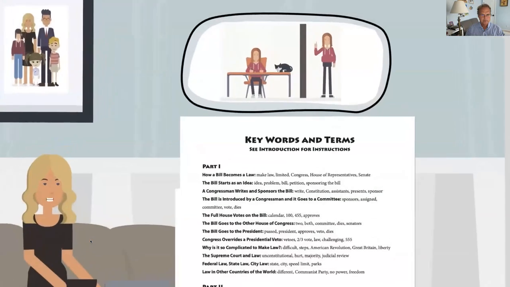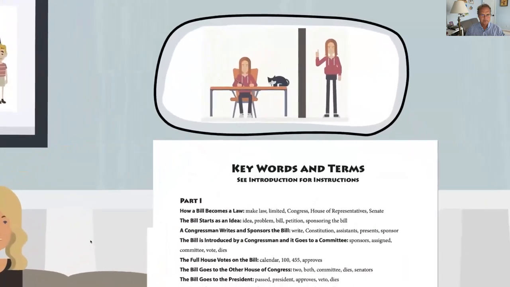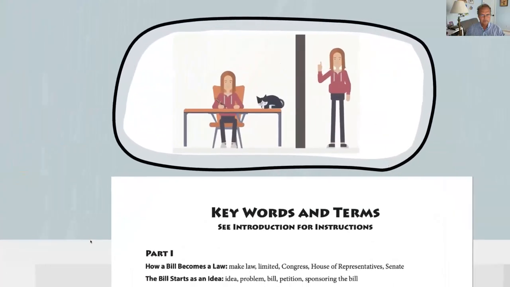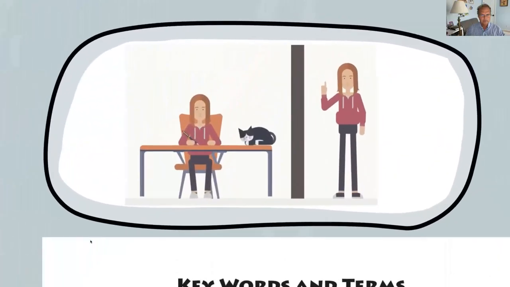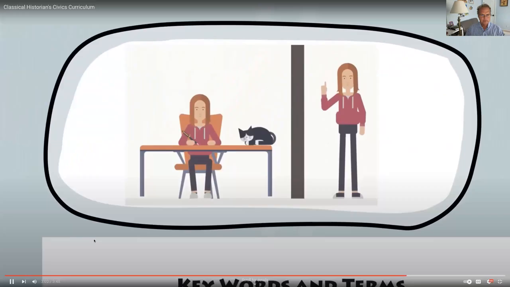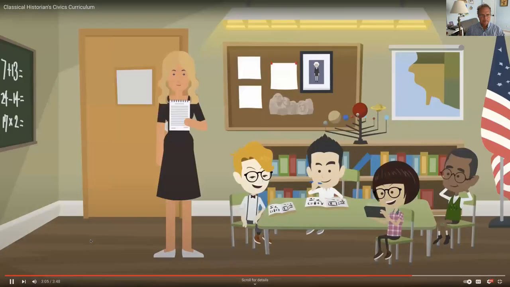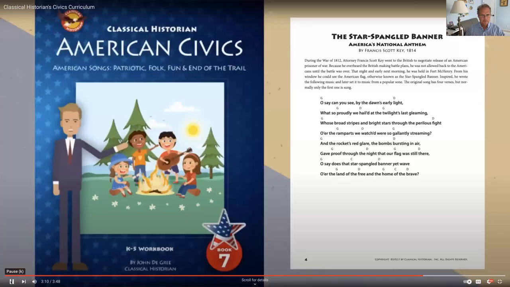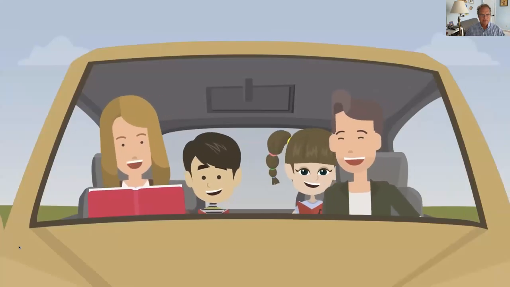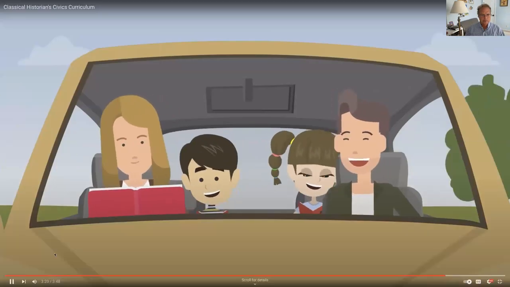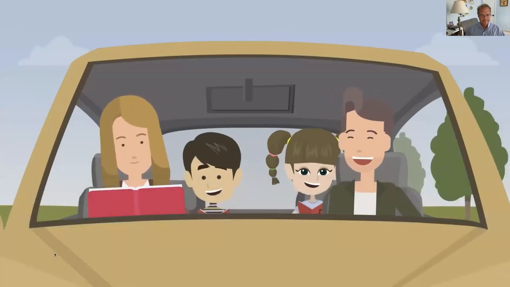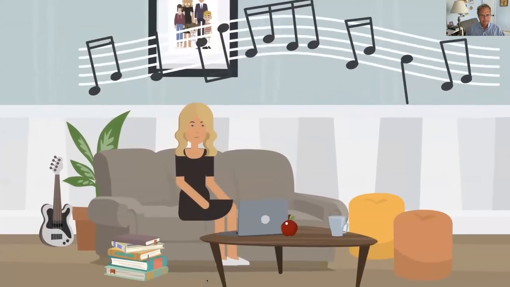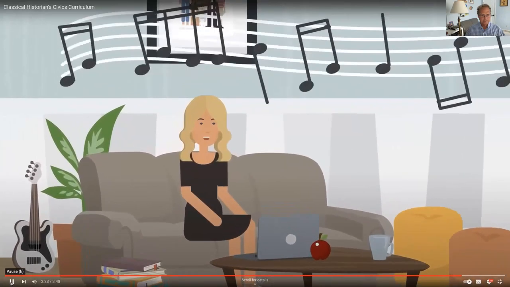Older elementary level students take the keywords contained in the back of each book and rewrite the lessons. These students then make oral presentations to the class or to the family. American Civics is designed for whole classrooms or in homes. Book 7 is a songbook of patriotic, folk, and fun songs, along with guitar chords. Use our recorded songs to play for your children as you drive in the car or start or end your day.